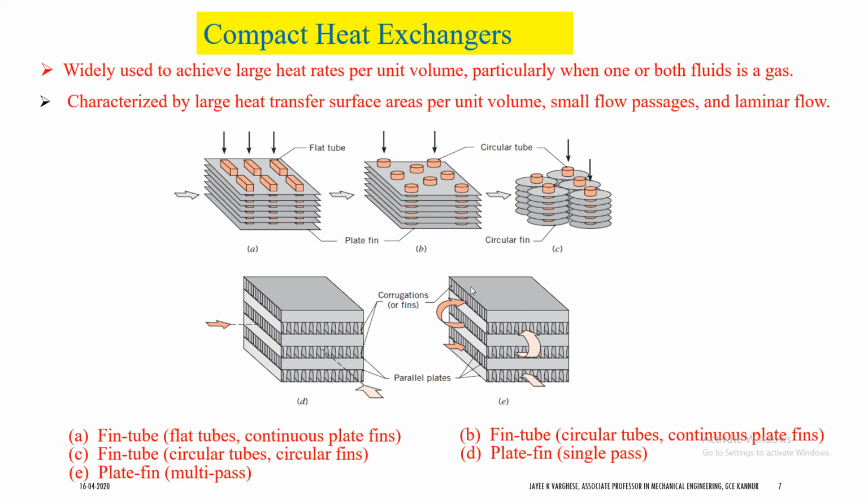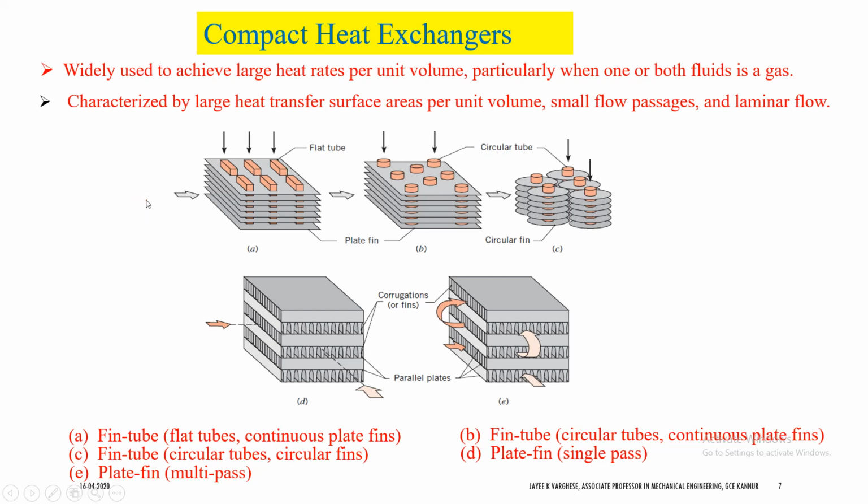Normally this is expressed as square meter of surface area per cubic meter of the volume of the heat exchanger. If this ratio is more than 700 square meter per cubic meter, such heat exchangers are classified as compact heat exchangers. We can see different designs of compact heat exchangers in this slide. The first one is a fin tube, flat tube, continuous plate fins. So we have flat tubes and continuous fins type heat exchangers.